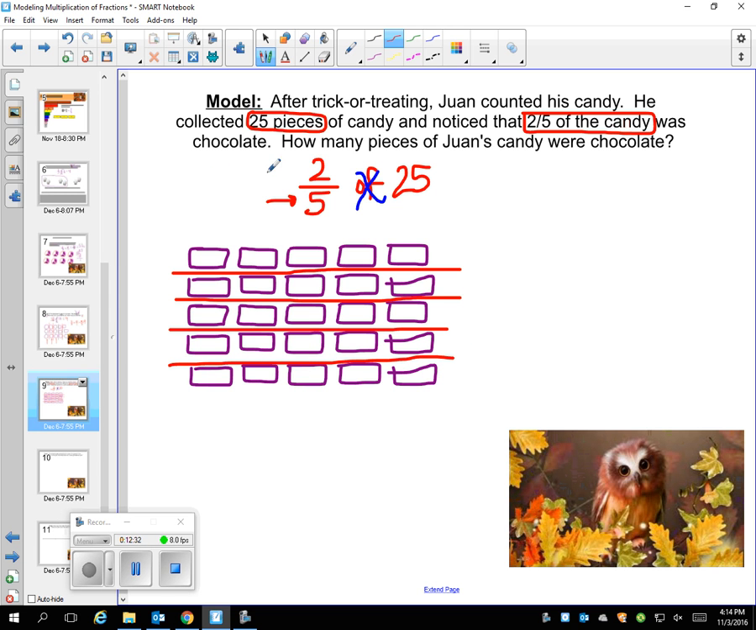And I want 2/5 of that. So here's 1/5 and here's 2/5. So how many pieces were chocolate? 10. 10 pieces of chocolate.